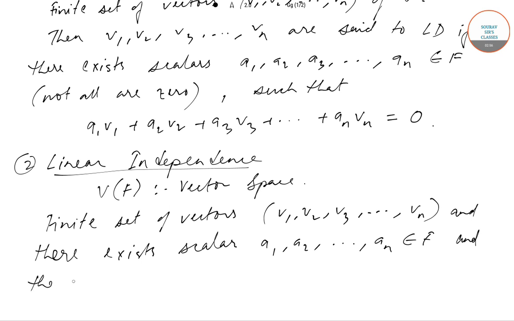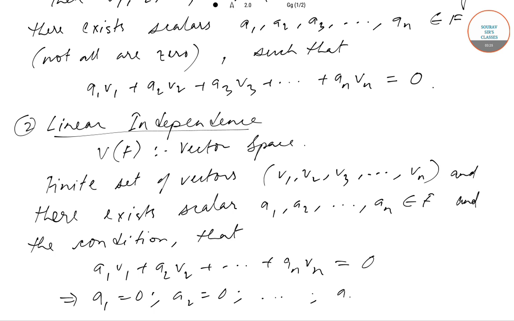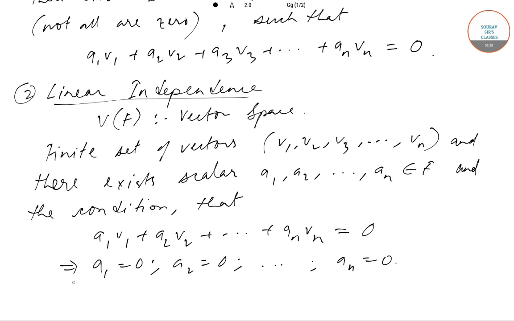the condition that a1 into v1 and a2 into v2 up till an into vn equal to 0 implies that a1 is equal to 0, a2 is equal to 0, and this goes on up till an is equal to 0, or basically we can write that implies that ai is equal to 0, where i lies between 1 and n. So what is the linear independence?